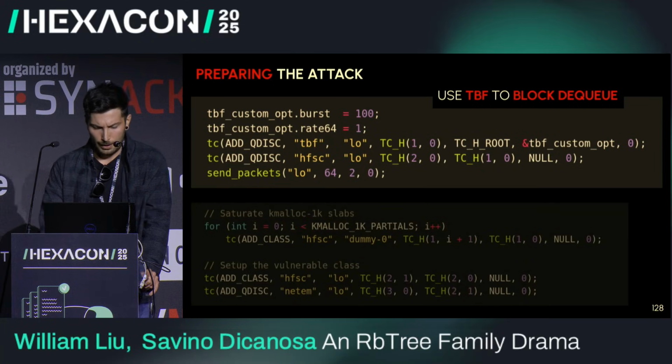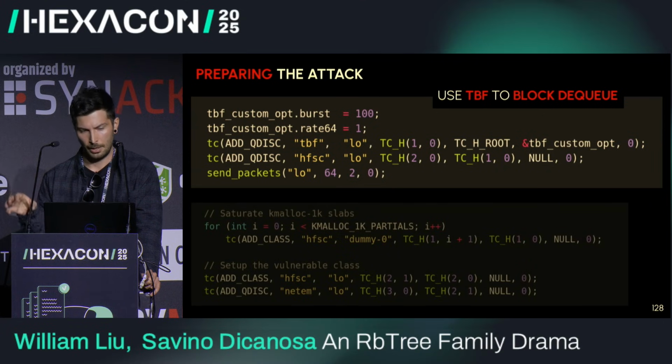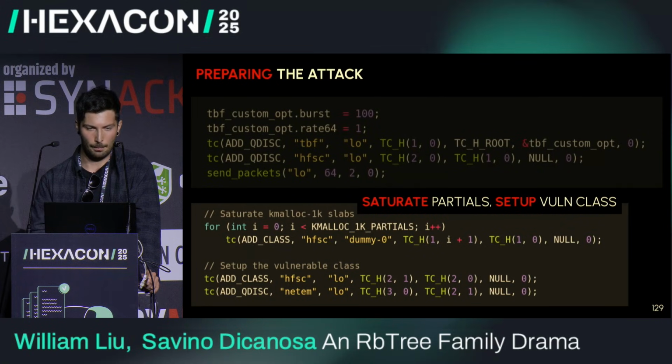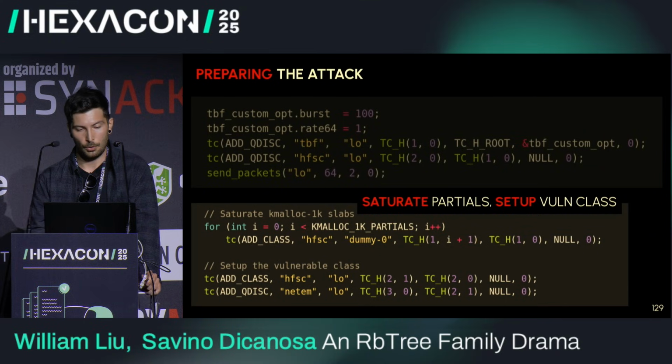So in the very first part, this is what I used to convert the infinite loop into a use after free. We just want to set up TBF with a very low rate. As you can see here, I just set it to 1, just to minimize it. And then we send 2 packets to the interface. Now, from this moment on, the interface is completely unable to dequeue packets, so we can bypass the infinite loop. Now, we want to saturate kmalloc-1k slabs, because we want new allocations to end up in a brand new slab. And then we want to set up the vulnerable class, of course.